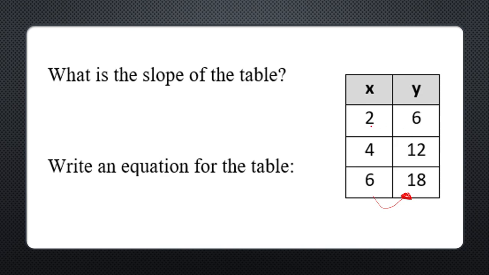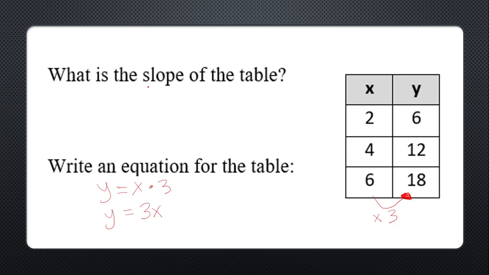I have to multiply 2 times 3 to get 6, or 4 times 3 to get 12, or 6 times 3 to get 18. So our rule is that we're multiplying x times 3. That's going to equal y, but I want to see you write it with the coefficient in front of the variable. So our equation is y equals 3x.